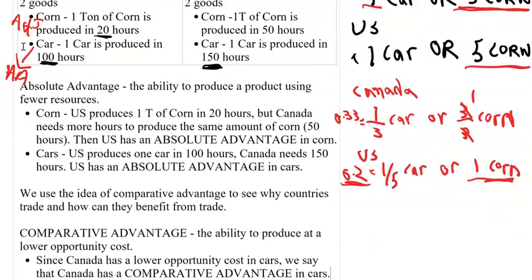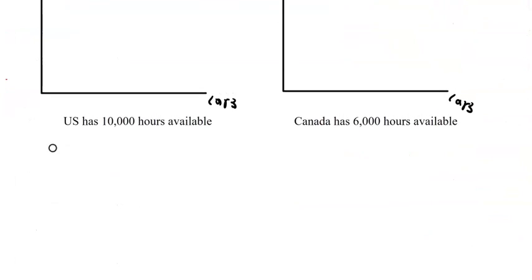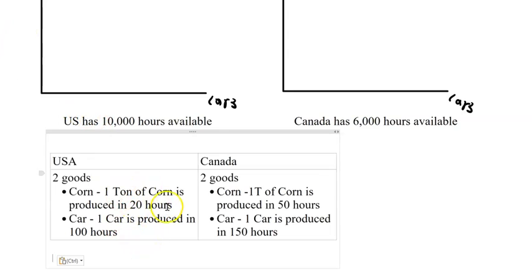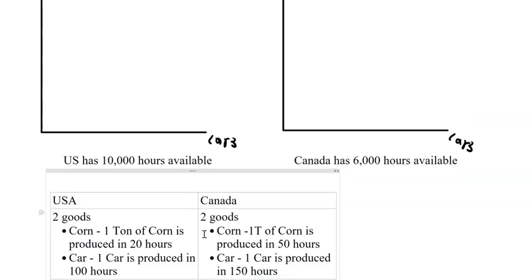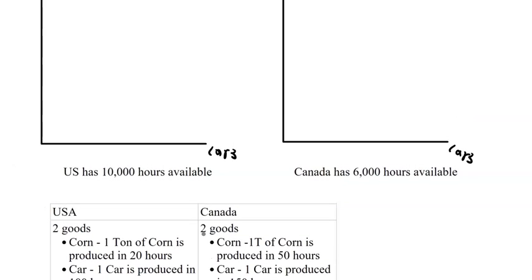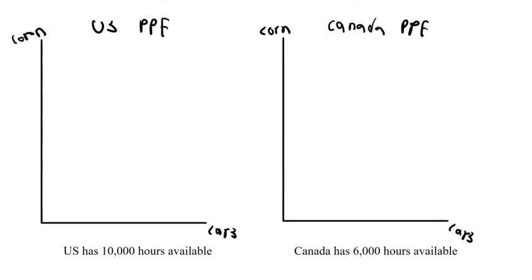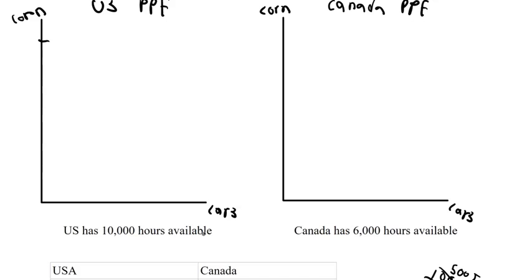So I'm just going to copy and paste it down here so I don't have to scroll back and forth. Since 1 ton of corn requires 20 hours, and I have 10,000 hours available, if I use all my resources to produce corn, I would produce 10,000 divided by 20, which would be 500 tons of corn in the US. So let us add these numbers: 100, 200, 300, 400, 500. So one corn point should be here.